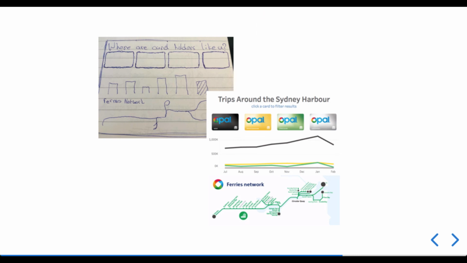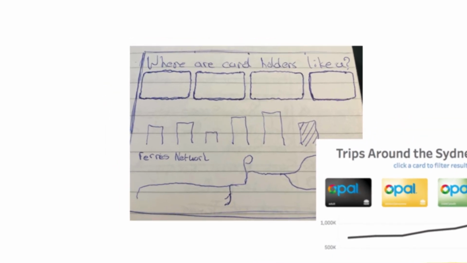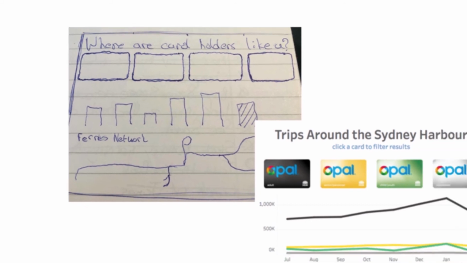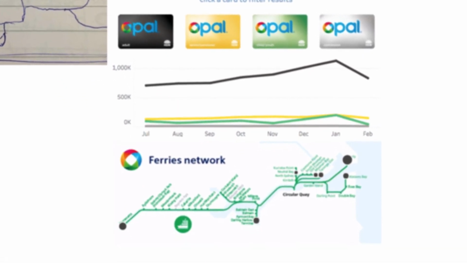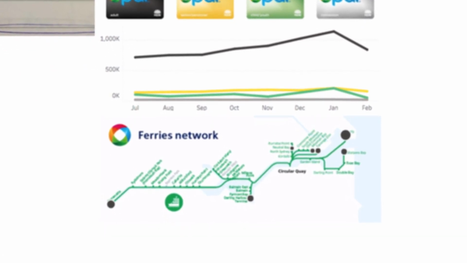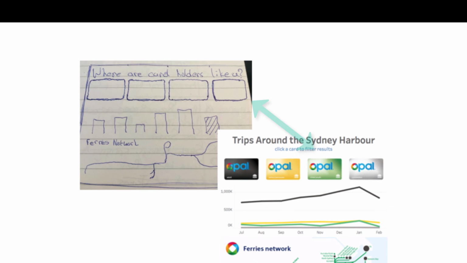Next one's a simple layout on Opal card data, again for Makeover Monday. The title in my doodle actually read, "Where are card holders like you?" The dashboard now reads, "Trips around the Sydney Harbor." So there's always some change that occurs, so it just goes to show how mutable these sketches really are. Everything's subject to change. I went with line charts instead of bars. My map obviously looks different, and the rounded rectangles speak to the fact that I want to use cards in place of this. It doesn't have to be perfect, but it'll be there in the final dashboard.